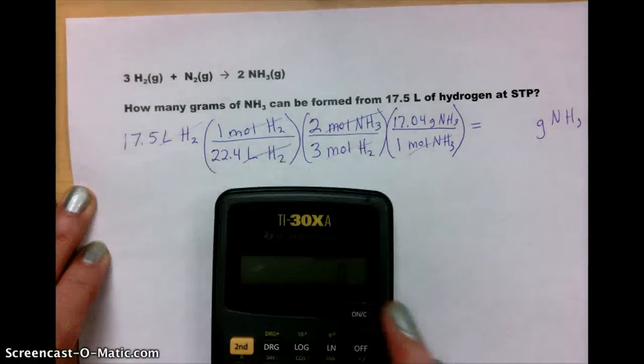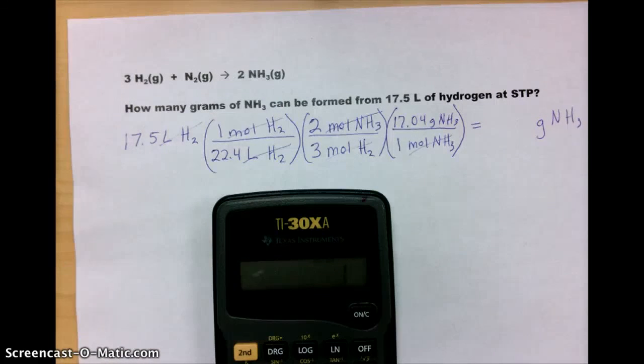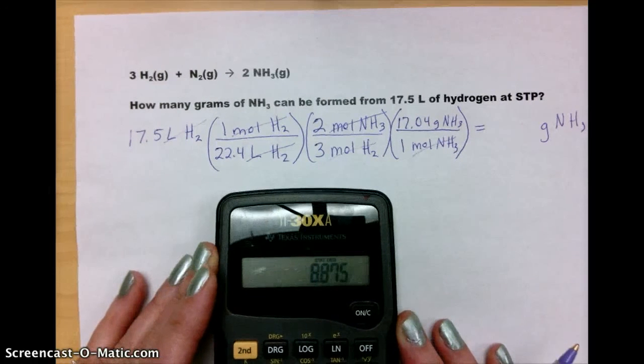So let's calculate this. I start out with 17.5 times 1 divided by 22.4 times 2 divided by 3 times 17.04 divided by 1, and it equals 8.875 grams. Now let's see how many sig figs we should have.